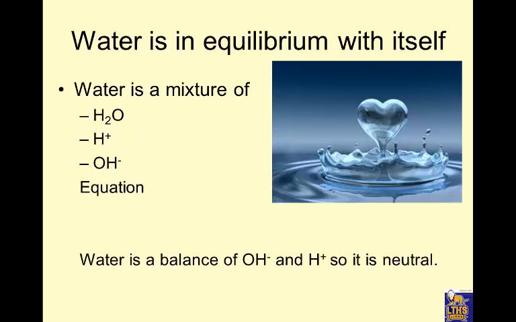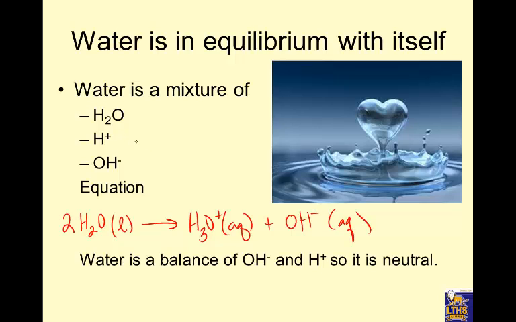Okay, so guess what? Water is in equilibrium with itself. What? Water is a mixture of water, H plus, and OH minus. Because if two water molecules collide, you will get an H3O plus and an OH minus. And you might be saying to yourself, "Self, you told me it was H plus," but these two things mean the same thing. Because a hydrogen ion can be transferred from one water molecule to the other, and you get these two things. But because it's going to take two waters to collide to get this, for every two waters that collide, you get one of these and one of those. And so water is neutral because the amount of H plus and the amount of OH minus are equal.